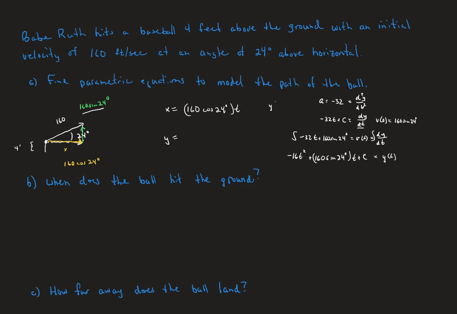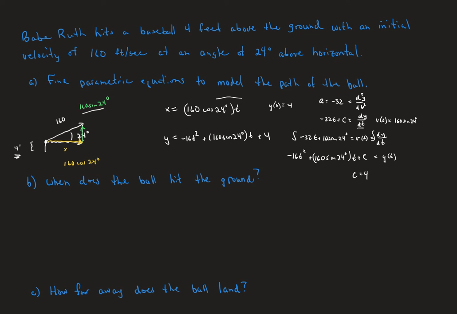We know that our height at time 0 when we hit that ball was 4 feet. And so plugging in 0 for the t's tells us that constant is 4. So our parametric equation y is going to be -16t squared plus 160 sine of 24 degrees times t plus 4. Okay, so there's part A.